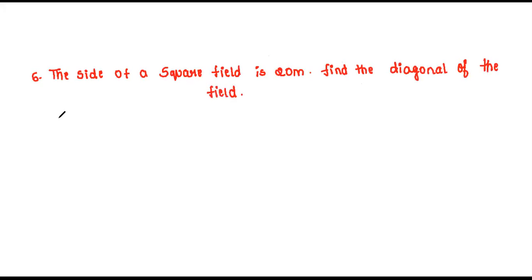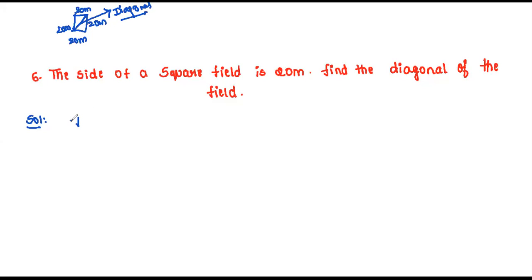Right now we also found the diagonal, but that was of a rectangle. Now we'll be finding the diagonal of a square. Say this is the square field, and its sides are 20 meter. You all know in a square all the sides are equal. So all the sides are 20 meter, and you have to find the diagonal of the square. So you have to find the value of that diagonal.